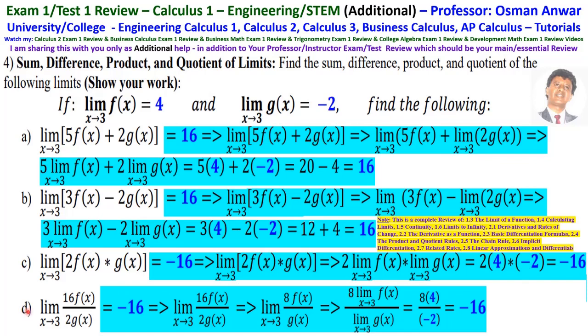Number D is the limit as x approaches 3 of 16 f of x over 2g of x, and that is the limit as x approaches 3 of 8 times f of x over g of x. Then this is 8 times the limit as x approaches 3 of f of x over the limit as x approaches 3 of g of x, which is 8 times 4 over minus 2, which is minus 16.